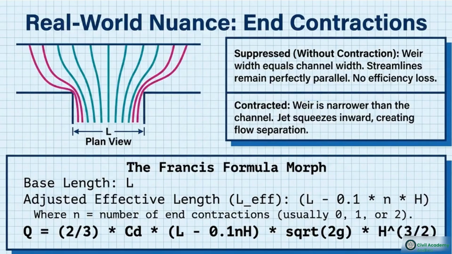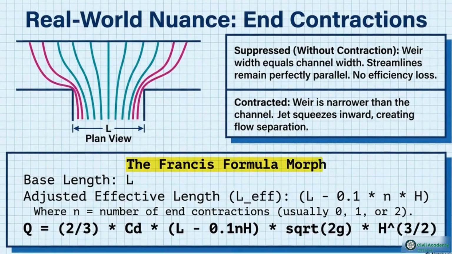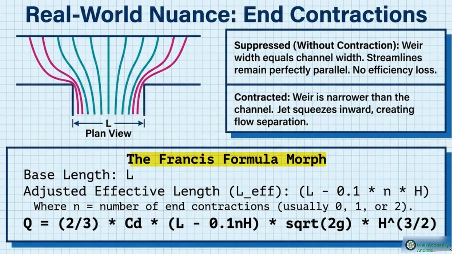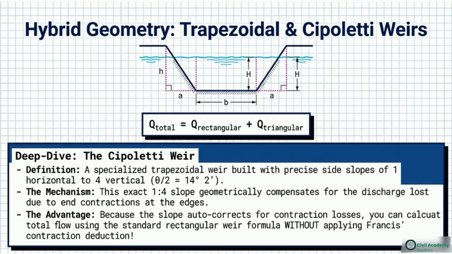This plan view illustrates real-world flow separation. A suppressed weir matches the exact width of the channel, keeping the flow parallel. But if the weir is contracted, meaning it's narrower than the channel, the water is forced to pinch inward at the edges, reducing efficiency. To account for this mathematically, we use the Francis formula more. For every n contraction present, you must deduct 0.1 times the head from your base length to find the true effective length. This brings us to a hybrid geometry, the trapezoidal weir.